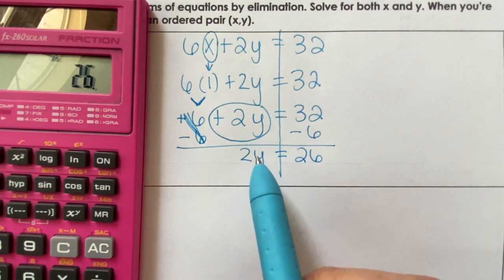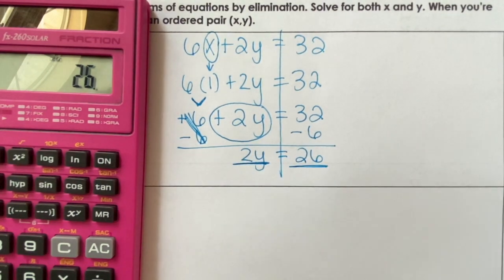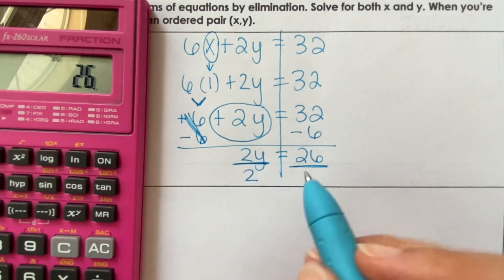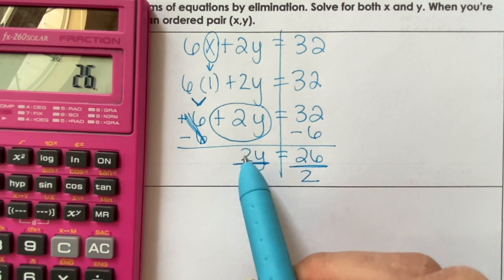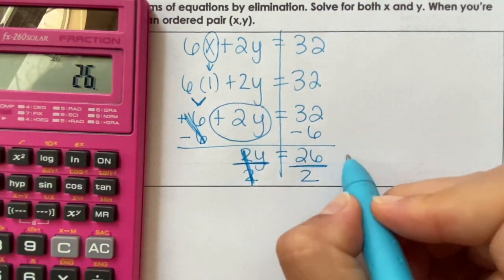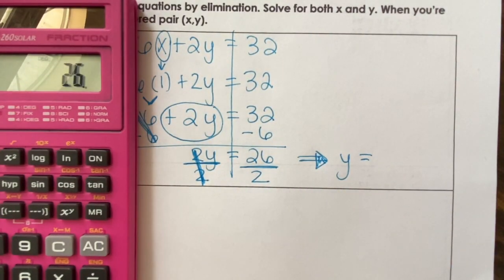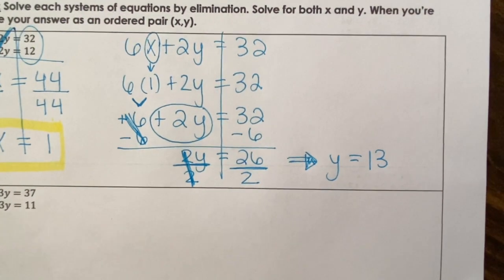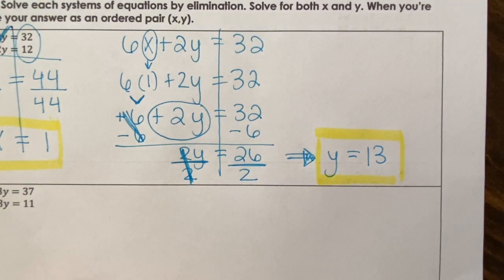And then last but not least, this is y times 2. So the opposite of times is divided by. The opposite of times 2 is divided by 2. And if you divide by 2 on the left, you have to divide by 2 on the right. Or you can always think of anytime you have a number and a variable right beside it, you can always divide by the number in front. All right, so we have y equals 26 divided by 2 gives us 13. And now we're officially done.